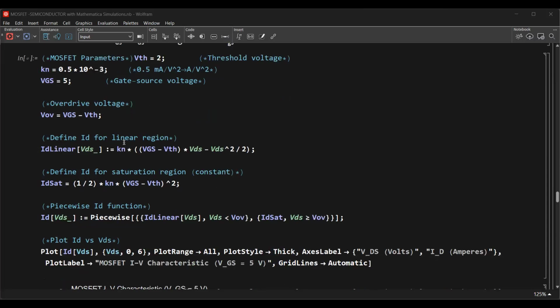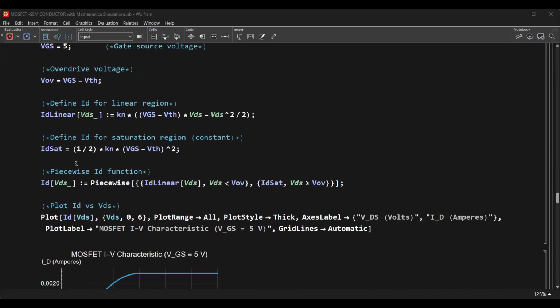And define ID for the linear region here. The drain current as a function of VDS is equal to Kn, the electromobility, multiplied by (VGS minus VTH) times VDS minus VDS squared divided by 2. Then we define ID for the saturation region, which is constant. For saturation, we have 1/2 of the electromobility times the difference between VGS and VTH, squared.